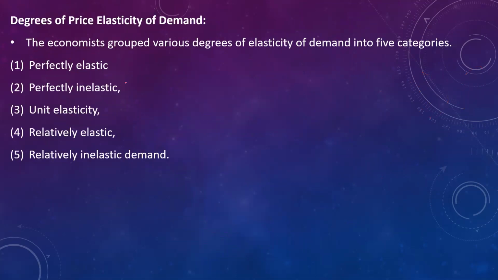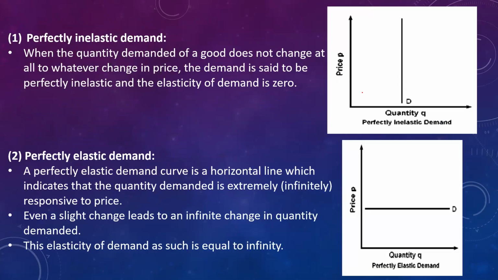Next, we have degrees of price elasticity. We will study the degrees of price elasticity of demand. So based on the value of elasticity or degree of elasticity, there are 5 categories. One is perfectly elastic, then perfectly inelastic, unitary elastic or unit elastic, relatively elastic, and relatively inelastic demand. So these are the 5 categories depending on the degree of elasticity. Price elasticity we denote as EP. So we'll see one by one.